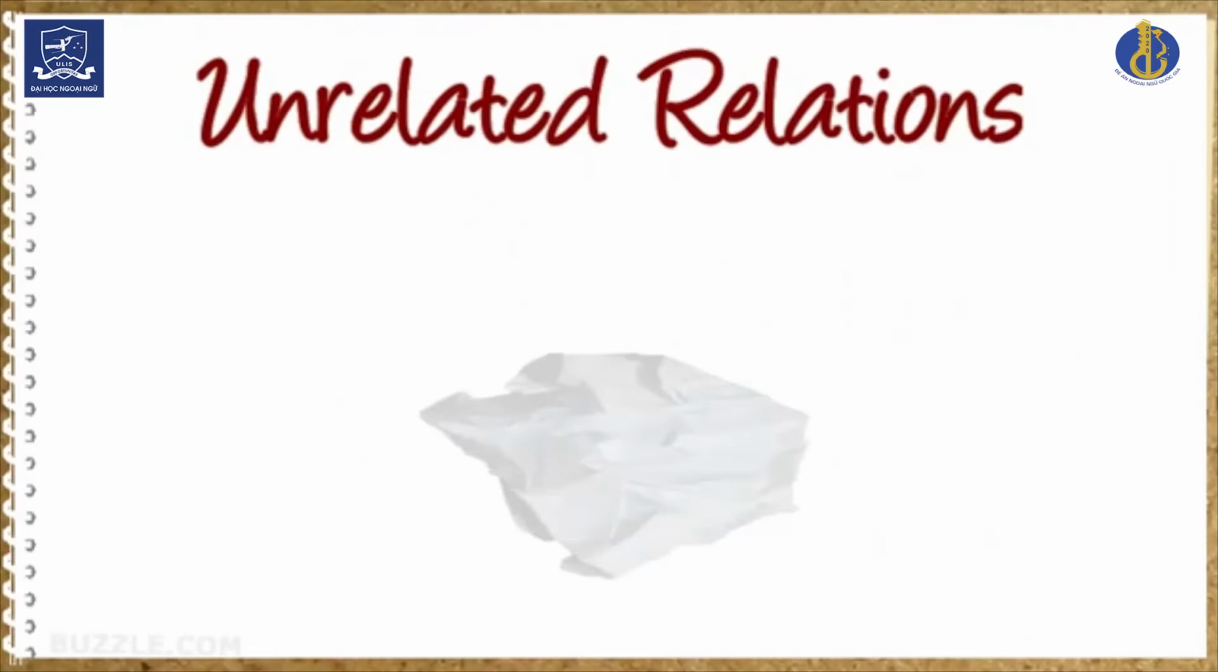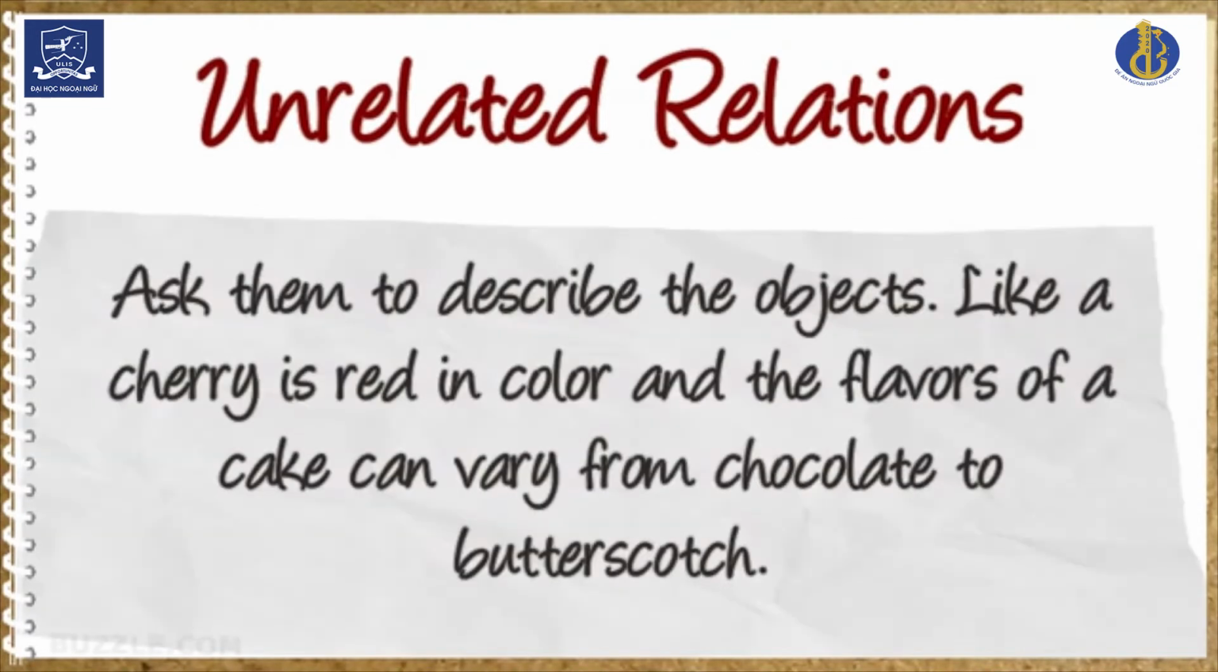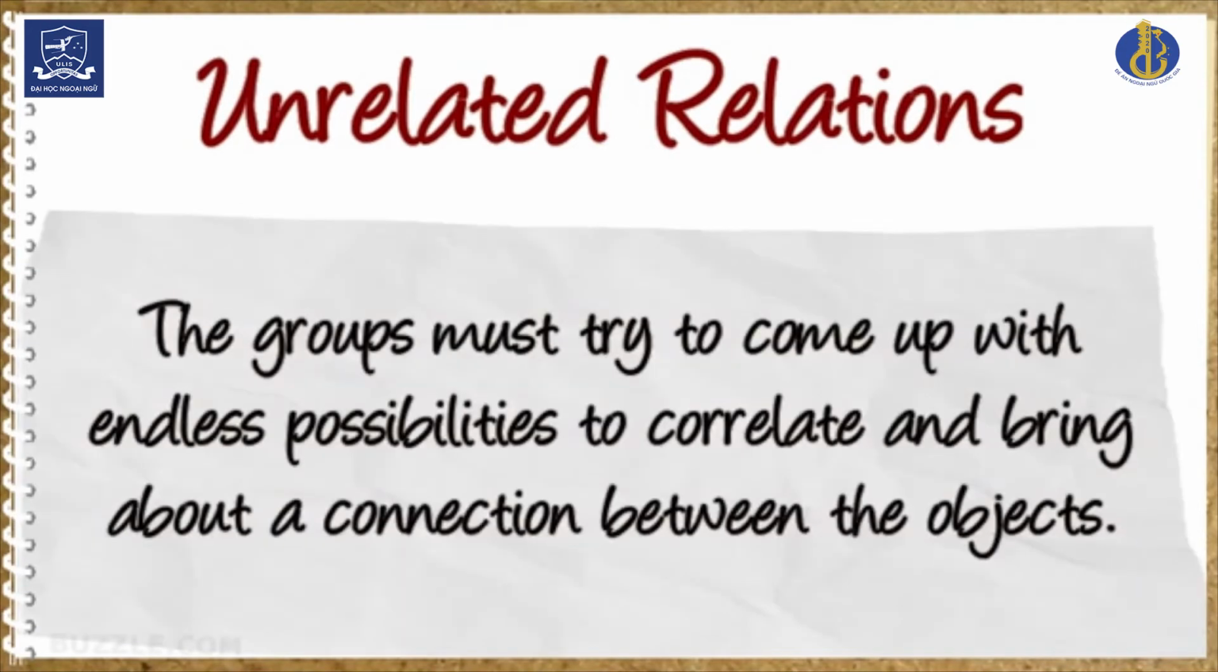Unrelated relations. Divide the people into two groups and hand each group a couple of objects, say for example, a cherry and cake. Ask them to describe the objects. Like a cherry is red in color and the flavors of a cake can vary from chocolate to butterscotch. Next, ask the participants to relate the two objects to each other, like the cherry can be used as a topping on the cake. The groups must try to come up with endless possibilities to correlate and bring about a connection between the objects.